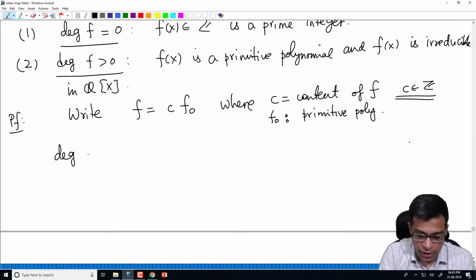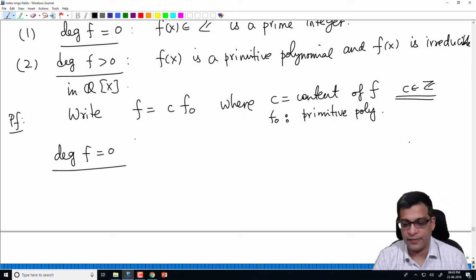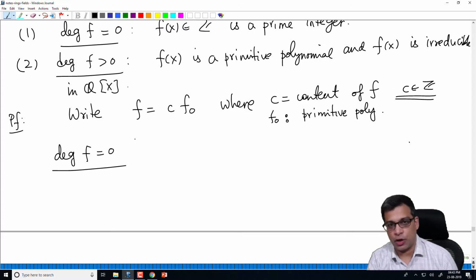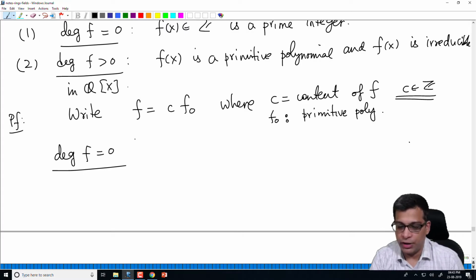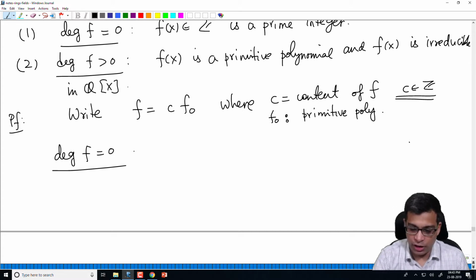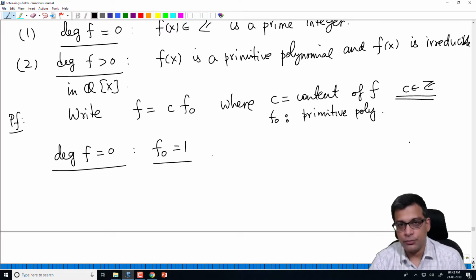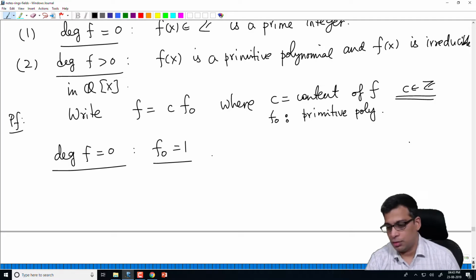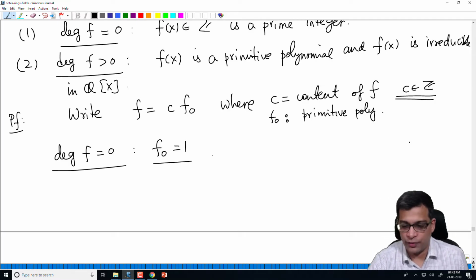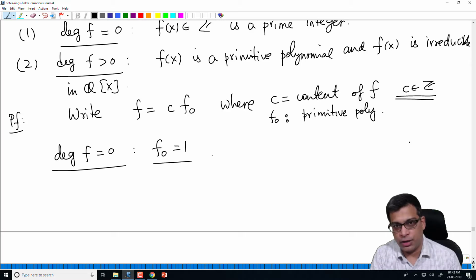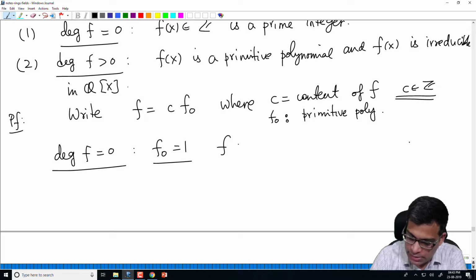Now, if degree f is 0, remember degree f will be equal to degree f0 because c is a constant. So by multiplying by a constant, we do not change the degree. c is of course non-zero. So degree of f is 0, that means f0 must be 1, right? In other words, there is no f0. So when you factor it into a unit and a primitive polynomial, there is no f0. That means f is actually c. So f is c.